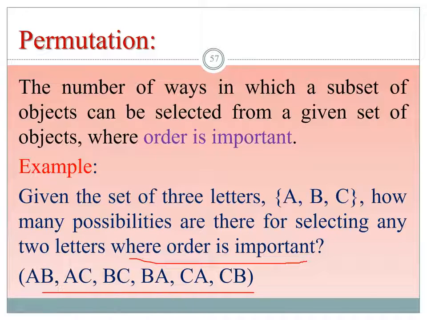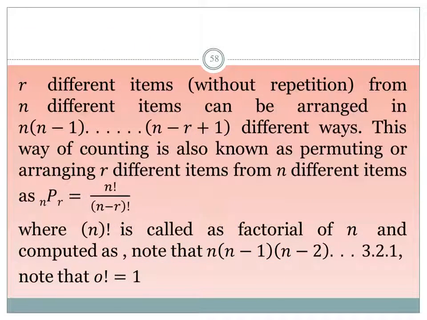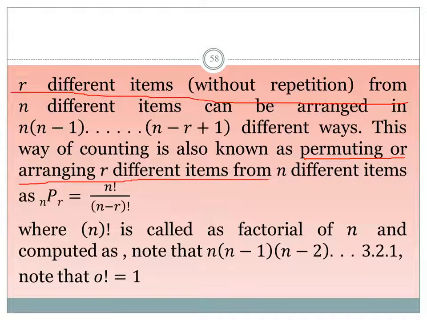So we can write this as 6 possible ways. In the general form, r different items without repetition from n different items can be arranged in n into n minus 1 up to n minus r plus 1 different ways. This way of counting is known as permuting or permutation, or arranging r different items from n different items. So this number of arrangements is nPr, n factorial divided by n minus r factorial.